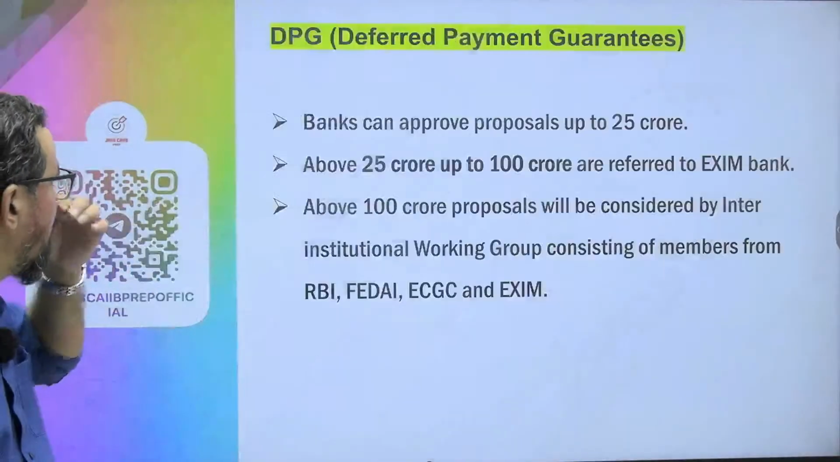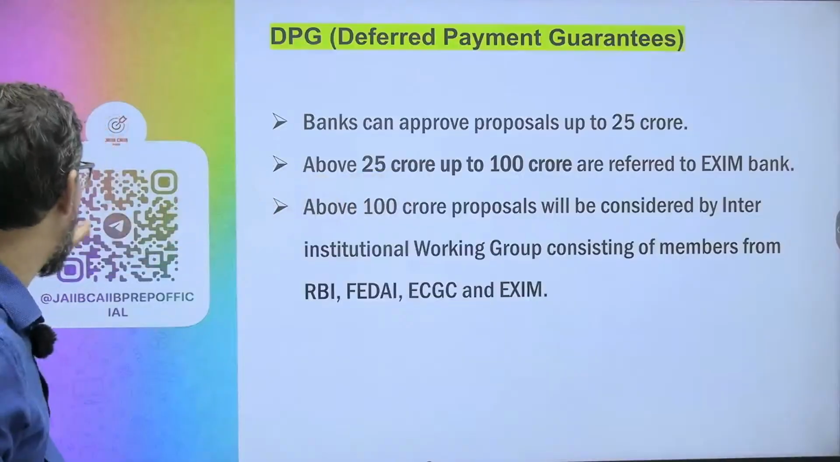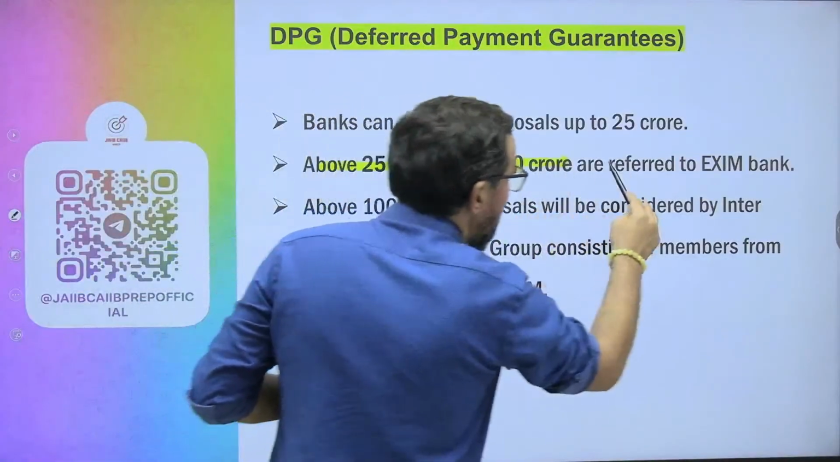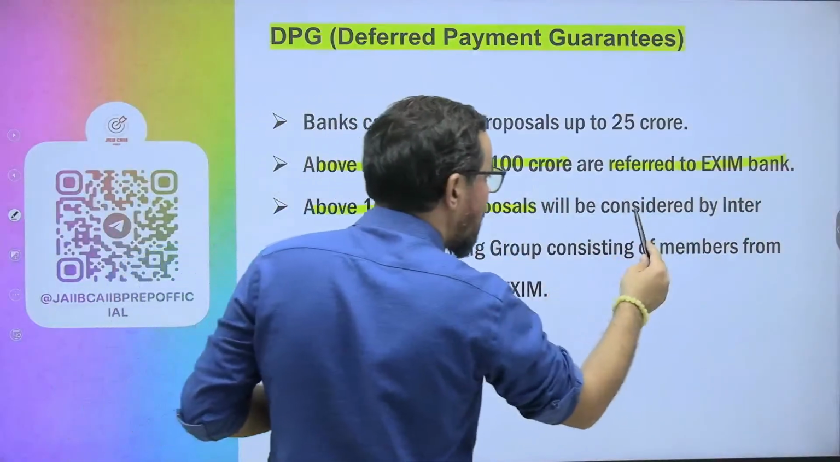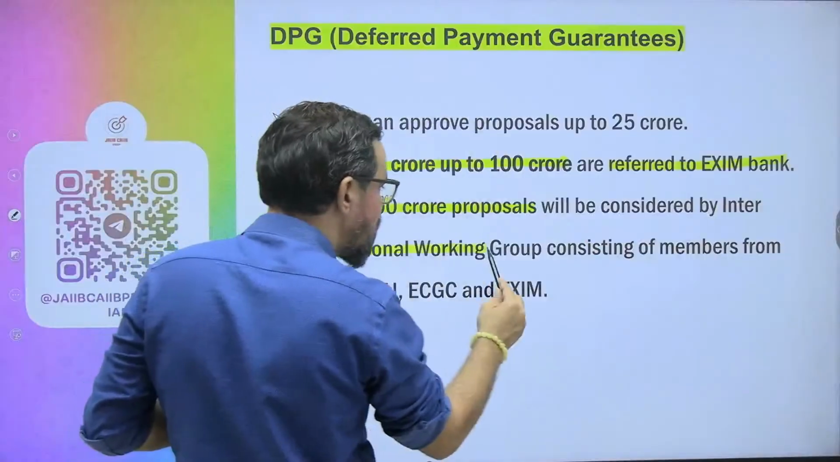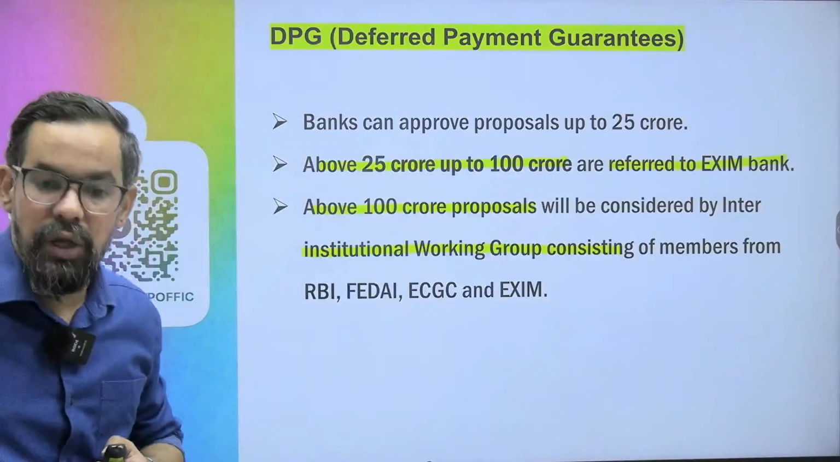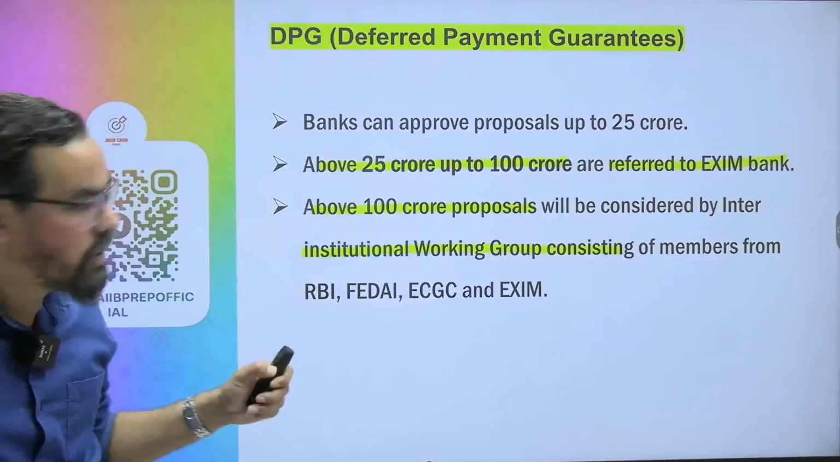So bank approve proposals up to 25 crores. This gets asked so many times. And above 25 crores to 100 crores, refer to Exim Bank. Above 100 crores, proposals will be considered by an inter-institutional working group consisting of members from RBI, Foreign Exchange Dealer Association of India, ECGC and Exim itself. Okay, so this is the one.